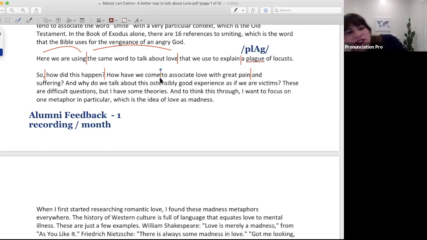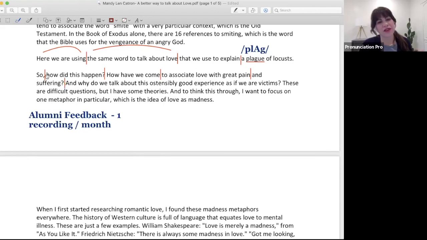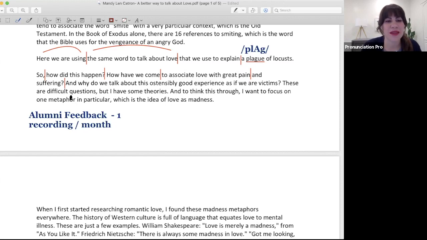To associate love with great pain. Okay, I like how you're connecting this all together. And suffering. And suffering. Okay, so do that from the beginning of this paragraph until suffering. Do those chunks, get that connection, get those H's. Okay. So how did this happen? How have we come to associate love with great pain and suffering? Very nice. Okay, keep going.